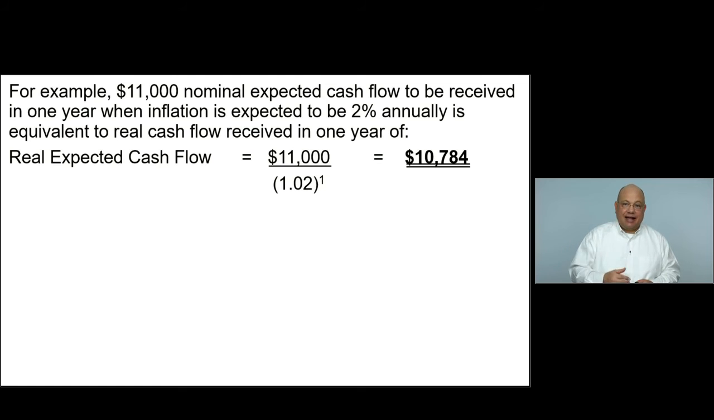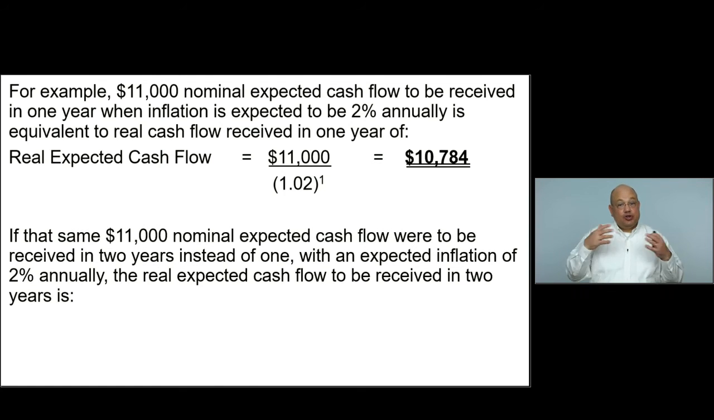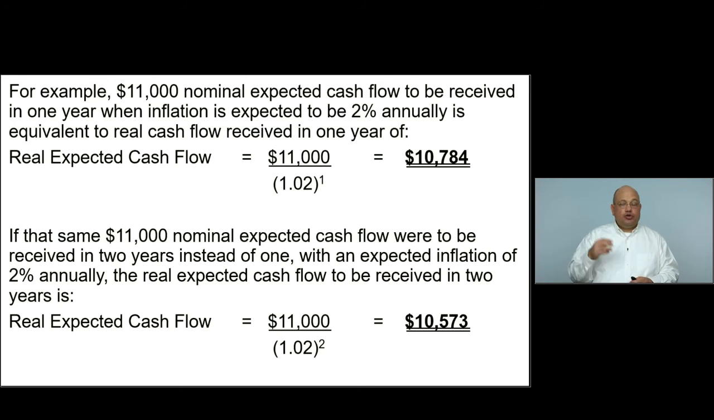Now, if we take that same $11,000 to be received in 2 years instead of 1, we have the same formula, except now the 1.02 is raised to the second power because it's 2 years. And so it goes down a little bit more. So the real expected cash flow of $11,000 in 2 years is $10,573. Okay? So another way of looking at it is if we had $10,573 of sales right now, 2 years from now that'd be $11,000. That's an approximation.